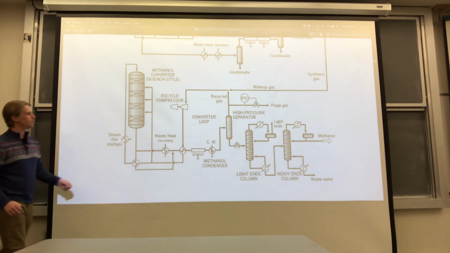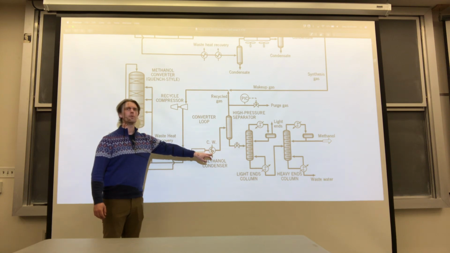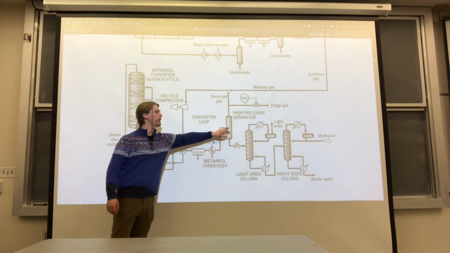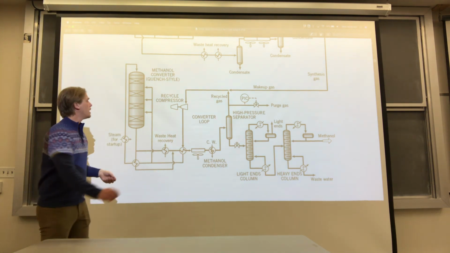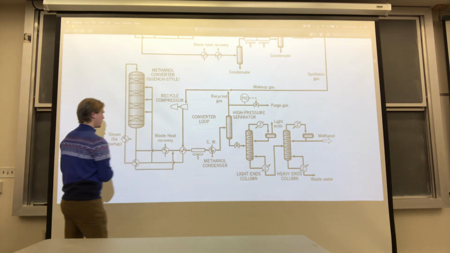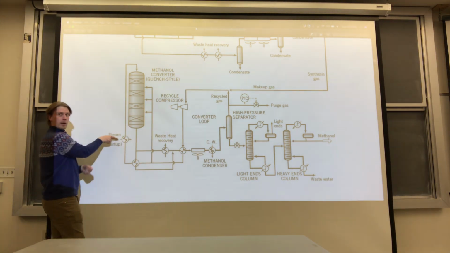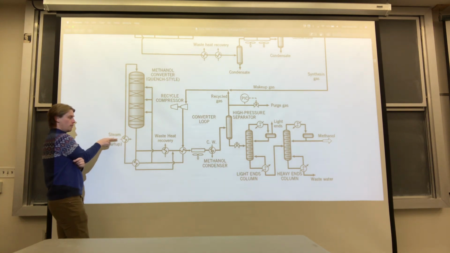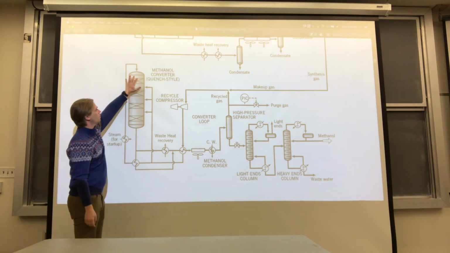So this is to cool down the stream in order to lower its temperature so that you can get the methanol and the water to condense out in a flash separator. And then you have to recompress it and reheat it up. So what you're doing is, we take some of this steam right here. Look, here's some of the steam we're using to heat up this stream that goes into the methanol synthesis reactor.